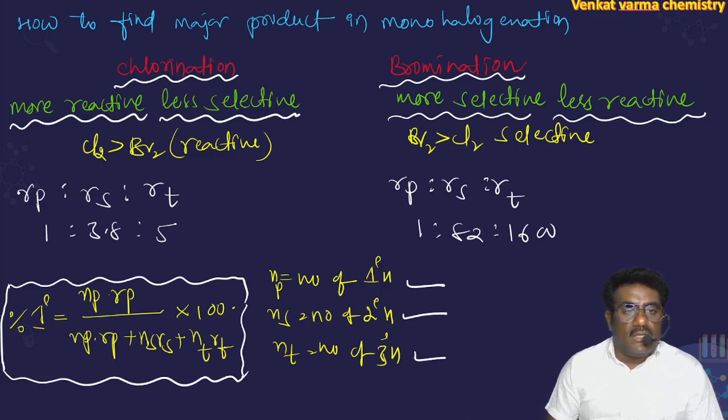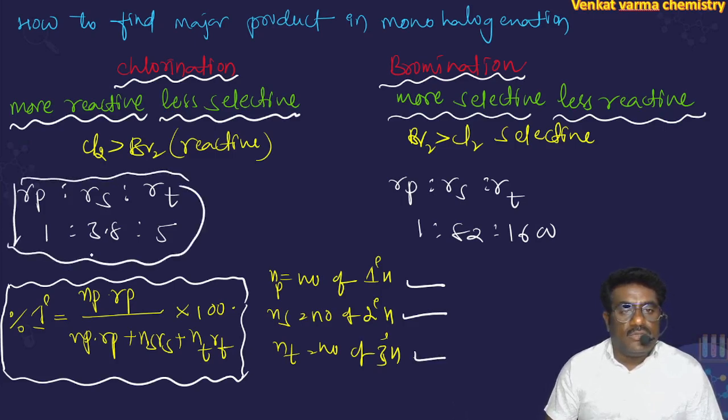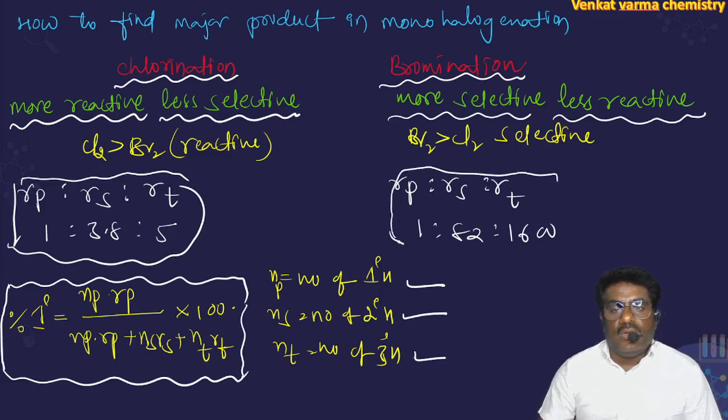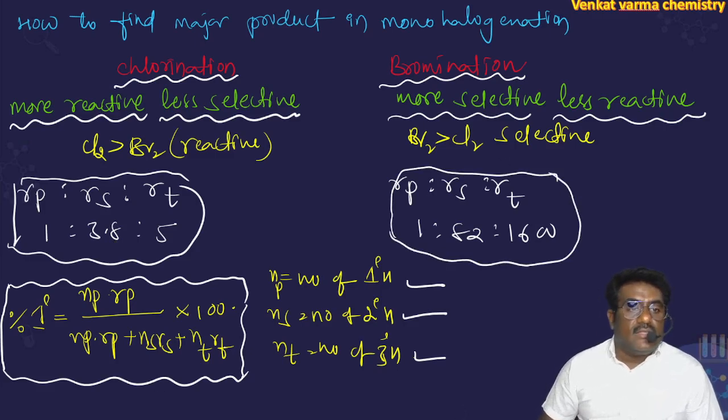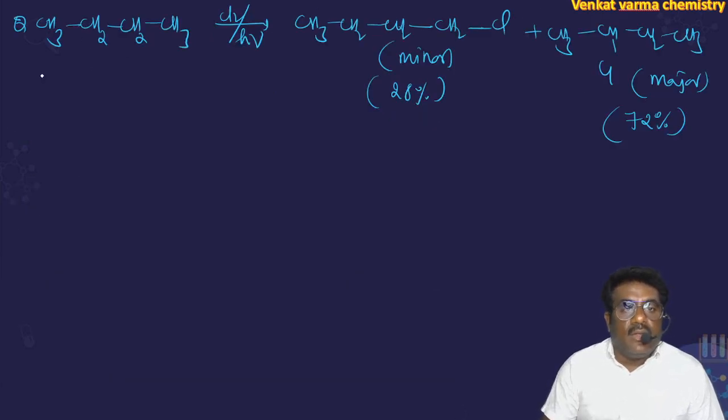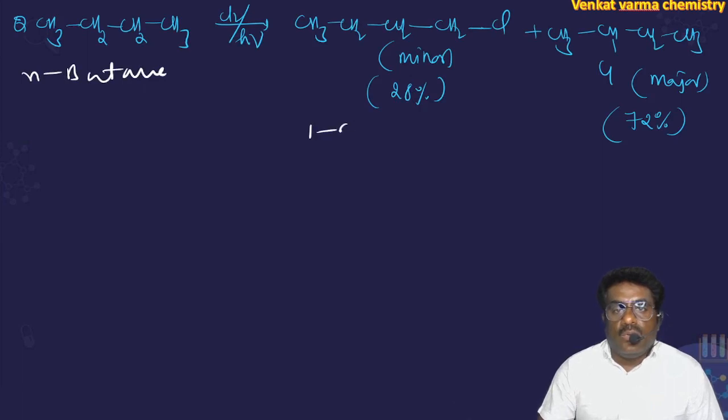Remember this: the reactivity in chlorination is 1 to 3.8 to 5, and in bromination 1 to 82 to 1600. Have a look at an example. If I am taking n-butane, chlorination gives 1-chlorobutane and 2-chlorobutane.